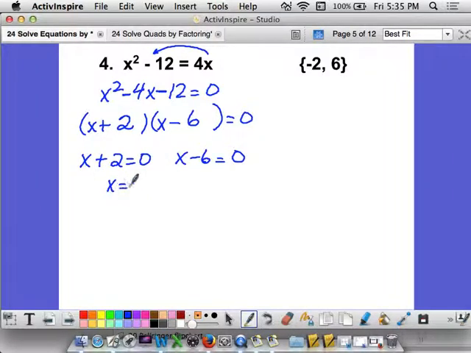Set both of these binomials equal to 0. Subtract 2, x equals negative 2. Add 6, x equals positive 6. My answer is going to be negative 2, 6.